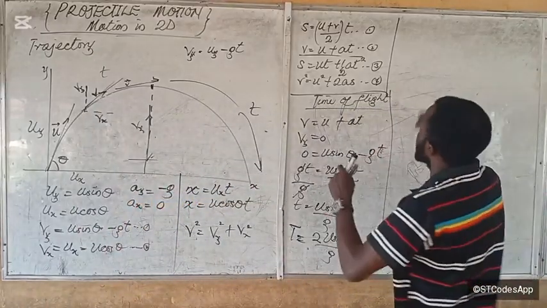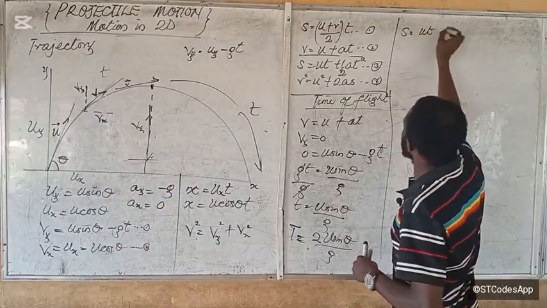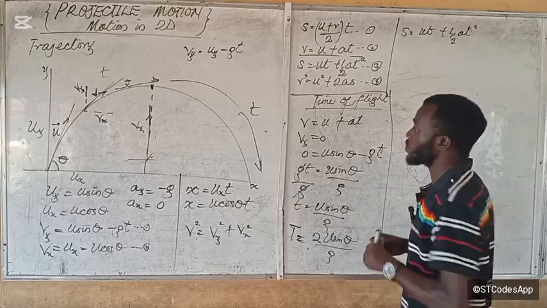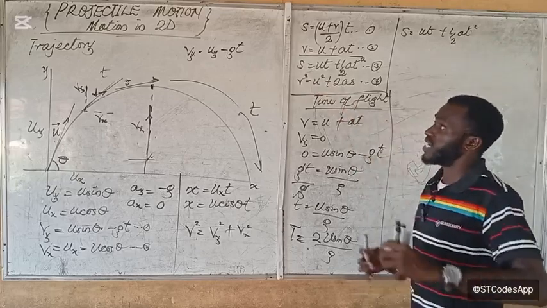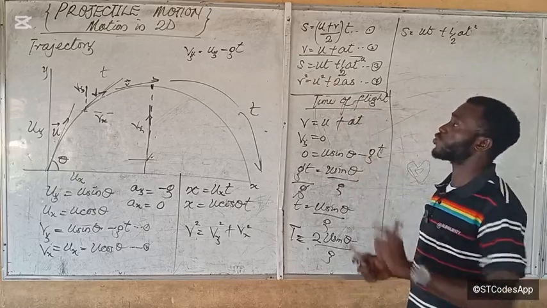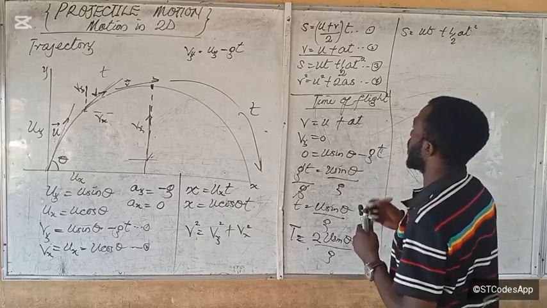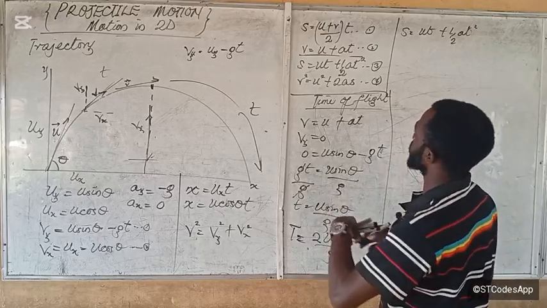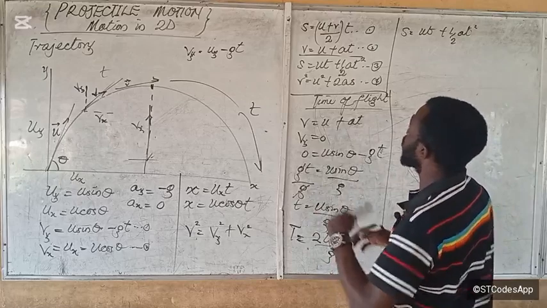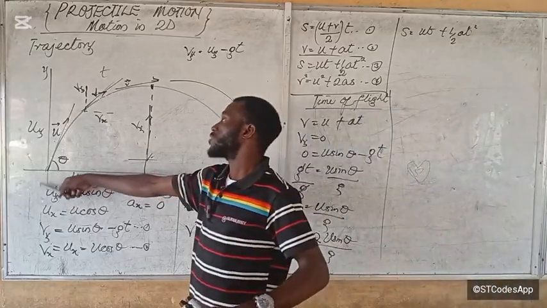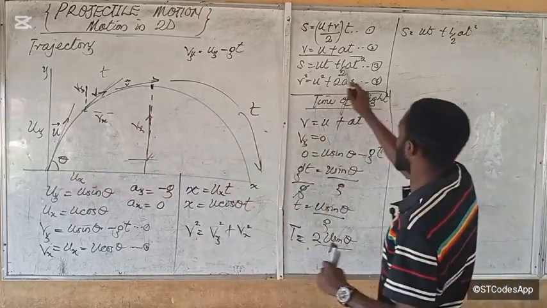You know that s is given as ut plus 1 over 2 at squared. Okay, so in this case, it's going to be the distance covered in the vertical direction, right? So if that is the case, then we have that... no, we want to talk about total time of flight. Total time of flight is the time taken to get from here to here. So I want to use this equation now.